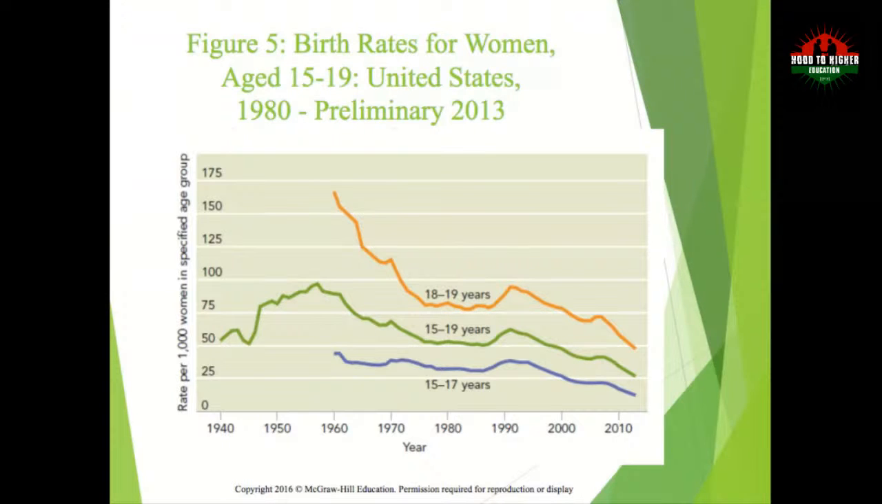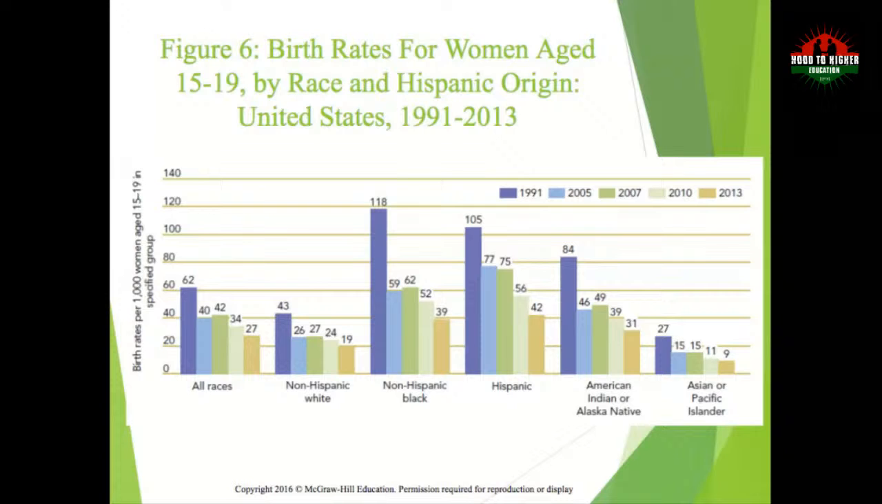We're just becoming more informed as people. We're making healthier decisions. So this chart right here represents the birth rates for women aged 15 to 19 by race and Hispanic origin, United States from 1991 to 2013. Pause the video and take some time to look at the stats.